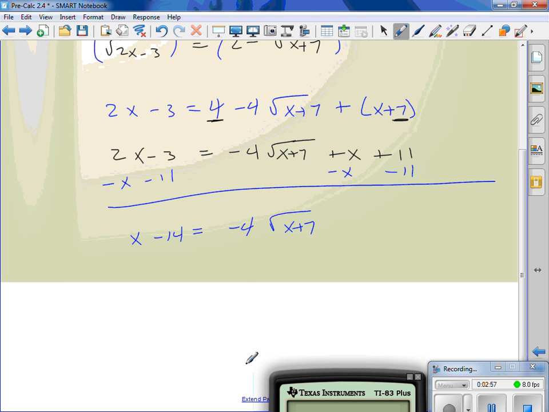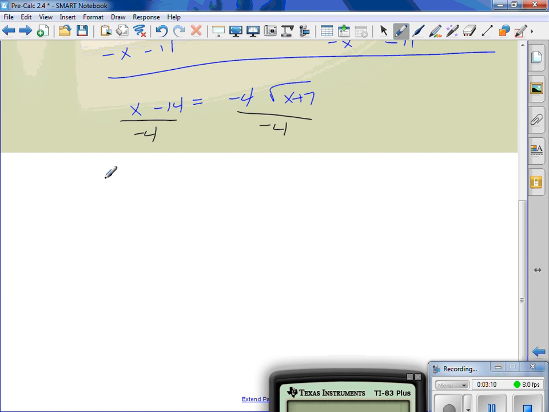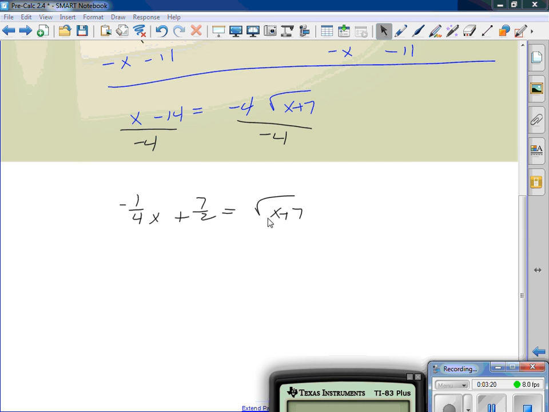Now, I still have to move everything that's not a radical. Divide everything by negative 4. Now I'm going to separate it. Negative 1/4 x plus 7 halves equals the square root of x plus 7. Now how do I get rid of a square root? I'm going to square this, and I'm going to square this.